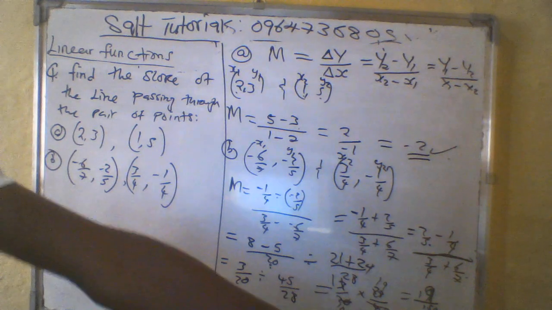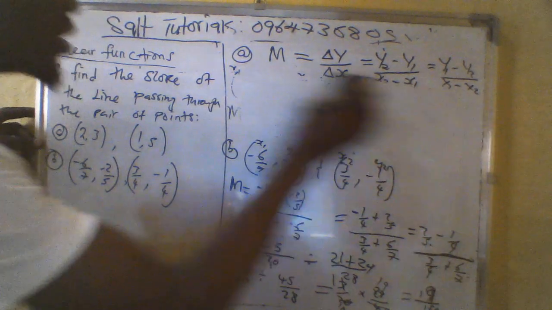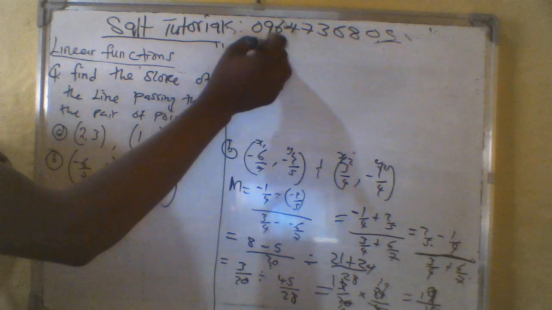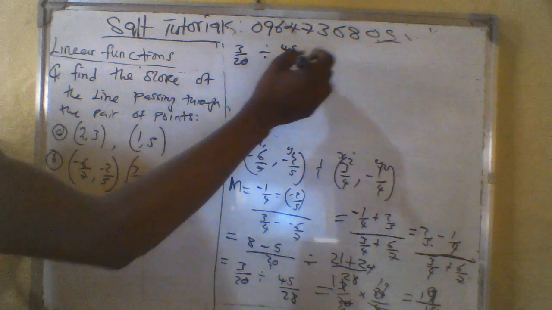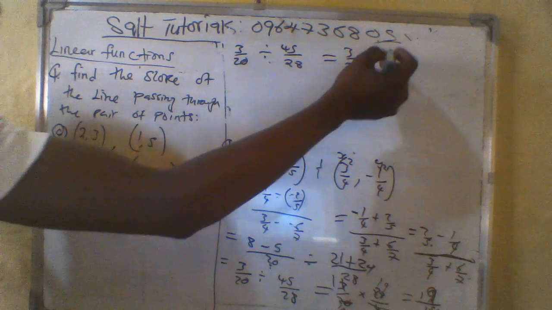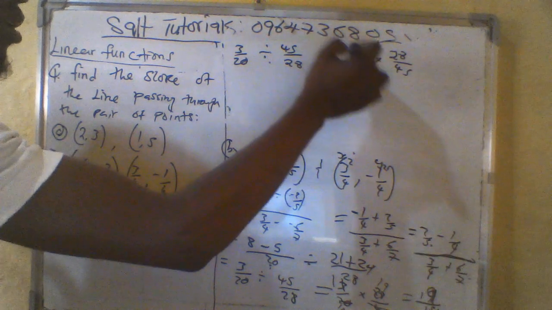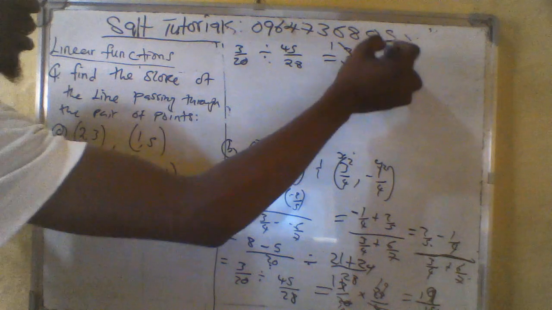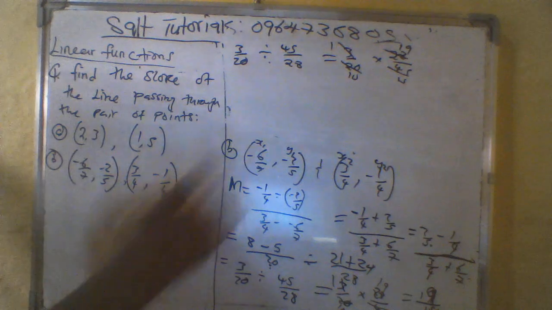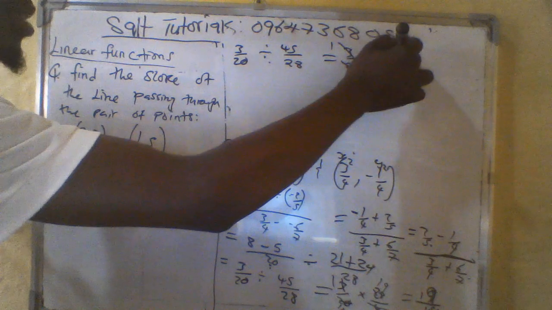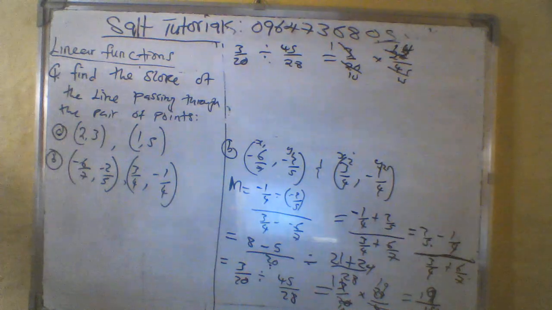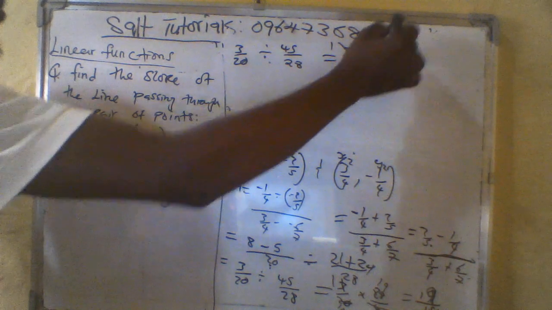My board looks small, so I am just deleting this part. We are simply saying we had 3 over 20 divided by 45 over 28. This is just as good as 3 over 20 multiplied by 28 over 45, because division of fractions changes to multiplication. Then 3 there is 1, 3 there is 15, 2 in there is 10, 2 in there is 14. Again, 2 in there is 5, 2 in there is 7.